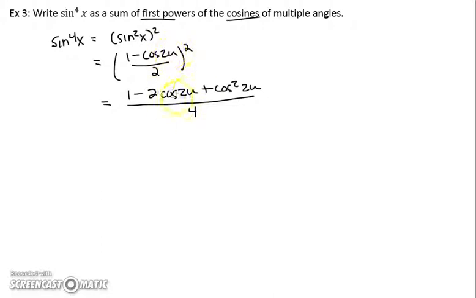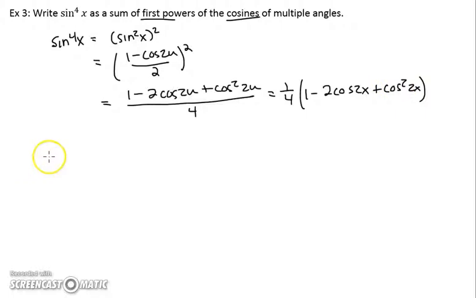Or, sorry, these should all be x's, but we'll fix that in the next one. Let's go ahead and just factor out a 1/4 to kind of get the fraction out of the way. So we can make this 1 minus 2 cosine of 2x plus cosine squared of 2x. So we've met one of our conditions, right? We have cosines. Problem is we don't have first powers. We have a square still.